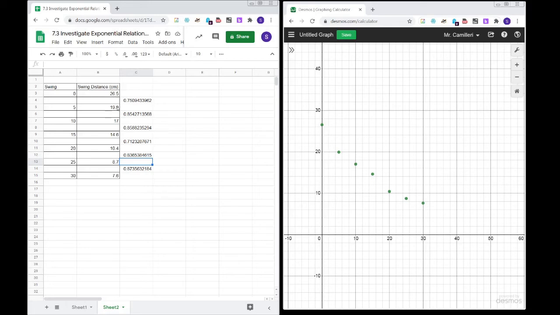So I took this number divided by this to get this number. To get this value, I took this number and divided it by this. To get this value, I took this number divided by this, and so on. And if you look at these values, they're not equal, but they are close enough for us to say that this is an exponential relationship.